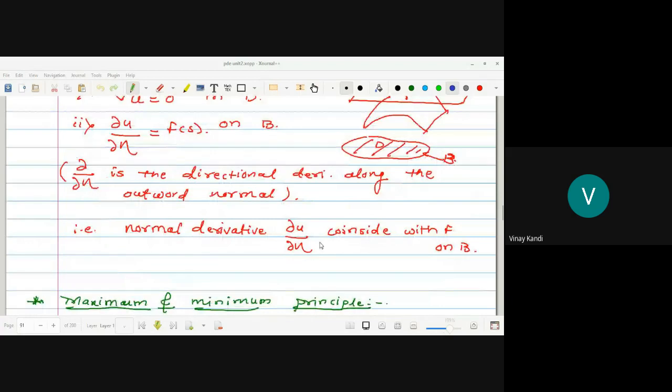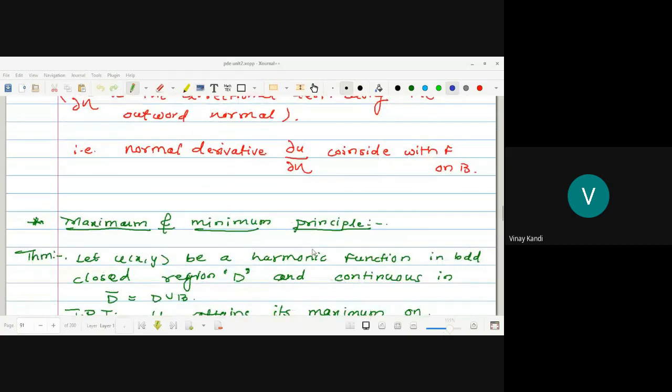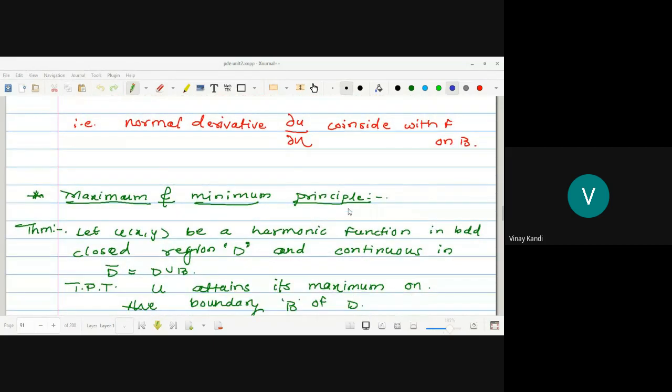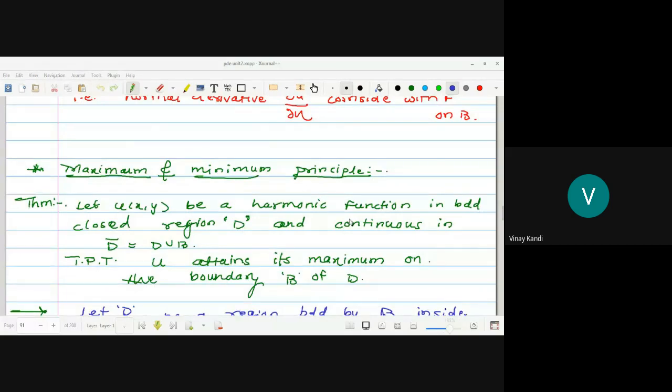After that we saw the maximum and minimum principle. If u of xy is a harmonic function in the bounded closed region D, and it is continuous on D bar, which is equal to the inside of the whole region union with the boundary, D union B, then we have to prove that u attains its maximum value on the boundary B of region D.